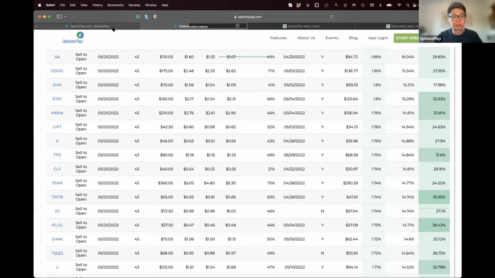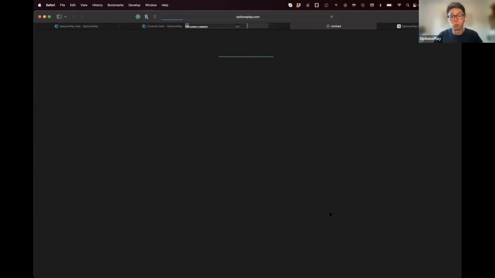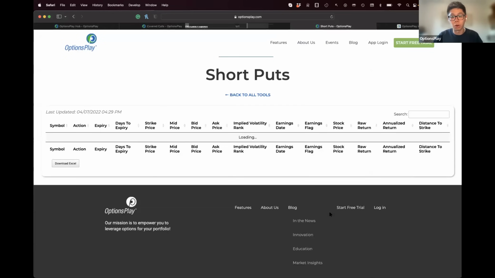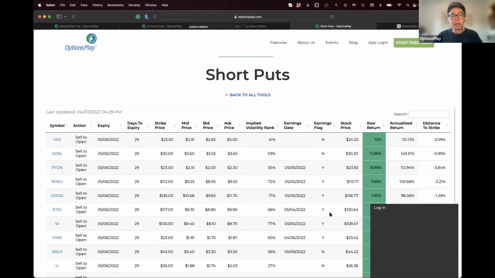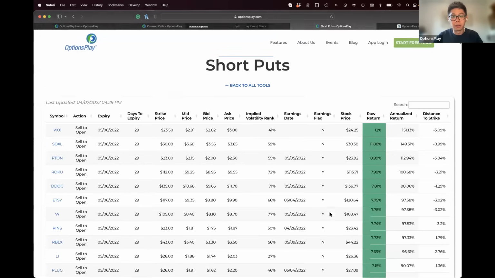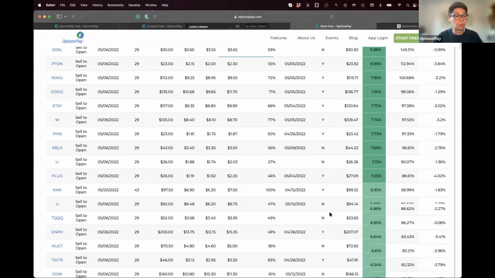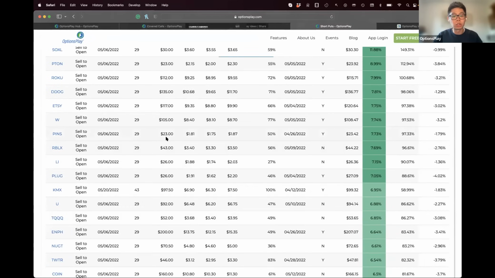And that's really what brings us to the short put report, which works the exact same way as the covered call report and gives you exactly the same information. So for stocks that you are looking to acquire, which strike price do you want to use? For example, if you're looking at Pinterest, which is currently trading just a little over $23, this is telling you to sell the May 6th $23 put option, which collects 7.73% of the stock's value.